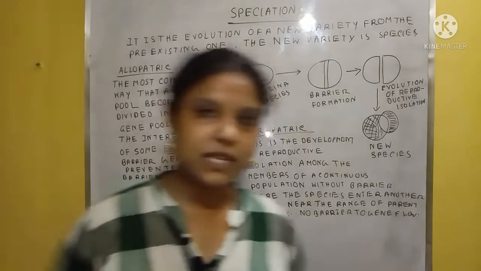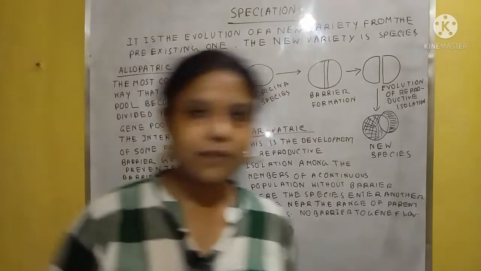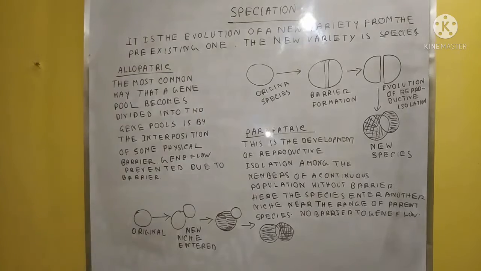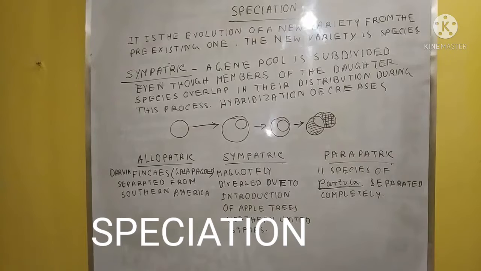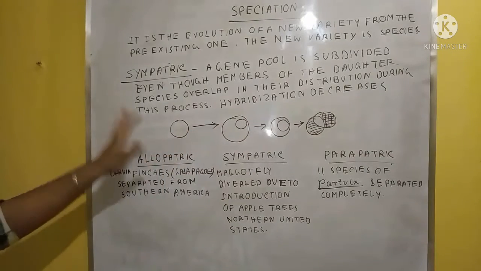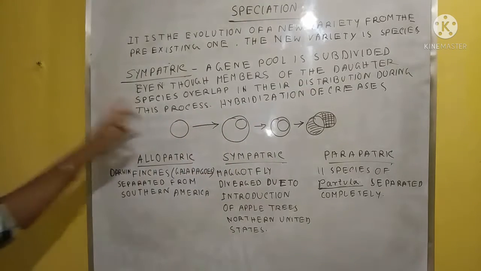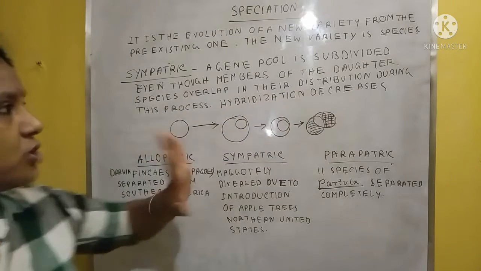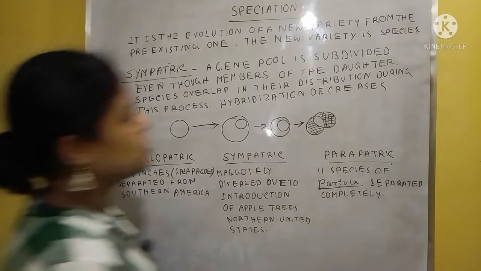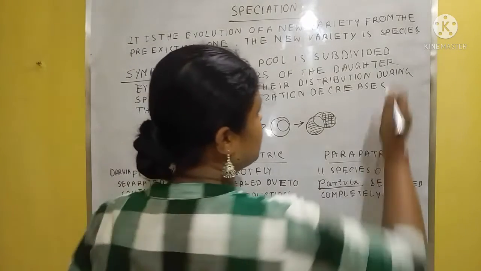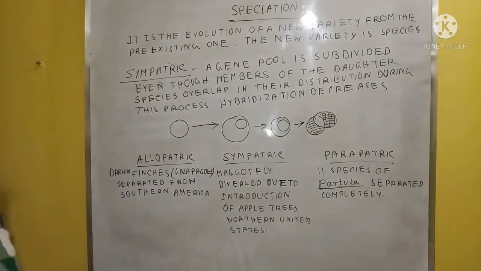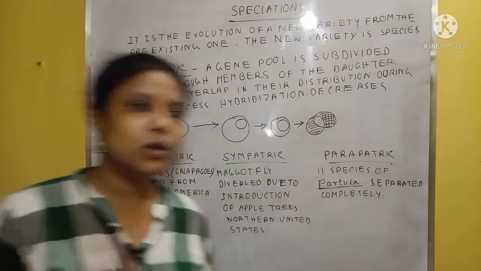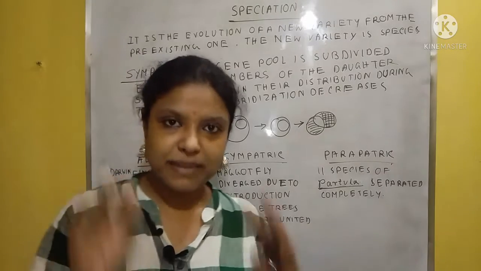And another kind of speciation, the sympatric, I will describe now. So this is the sympatric speciation, where a gene pool is subdivided even though members of the daughter species overlap in their distribution during this process. Actually, this is happening here. The one population, or the group of individuals, remains in a place.